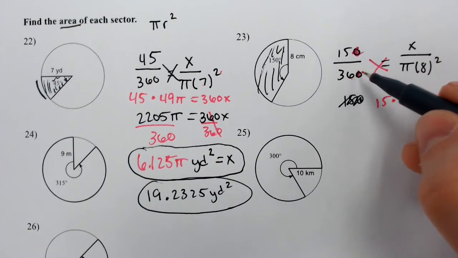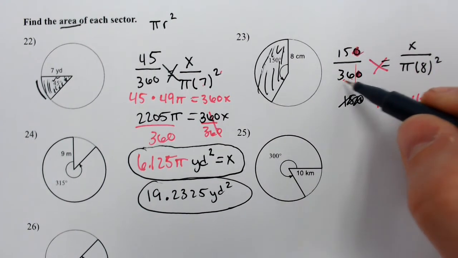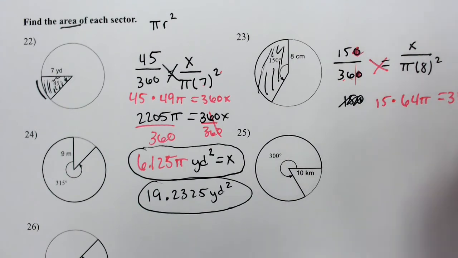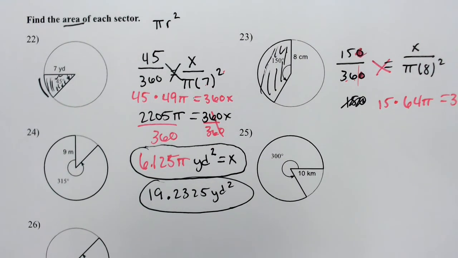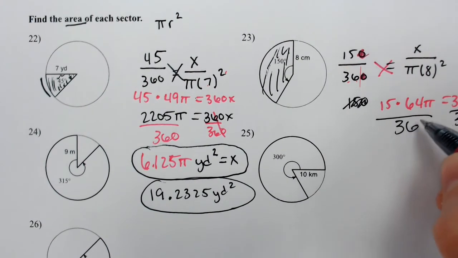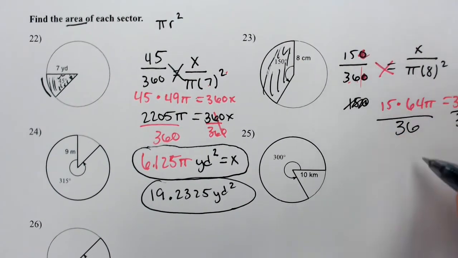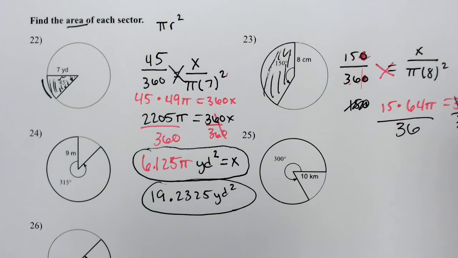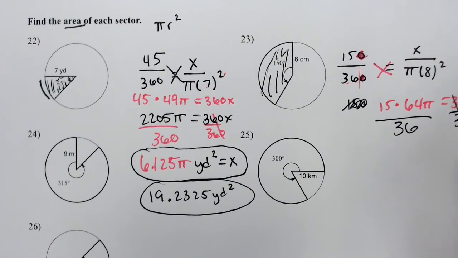Because I divided by this 10, I don't have 360 anymore. I just have 36. And now I can divide by 36. And I could multiply them in advance if I wanted to. I could simplify the 15 over 36. I could simplify the 64 over 36. The possibilities are not endless, but the possibilities are yours to choose what you would prefer to do.